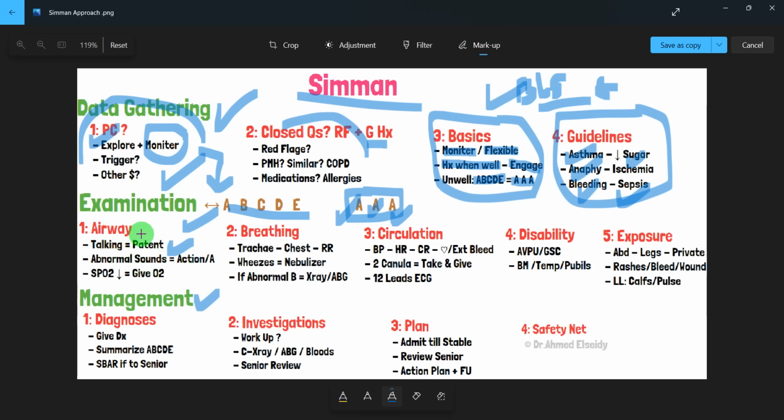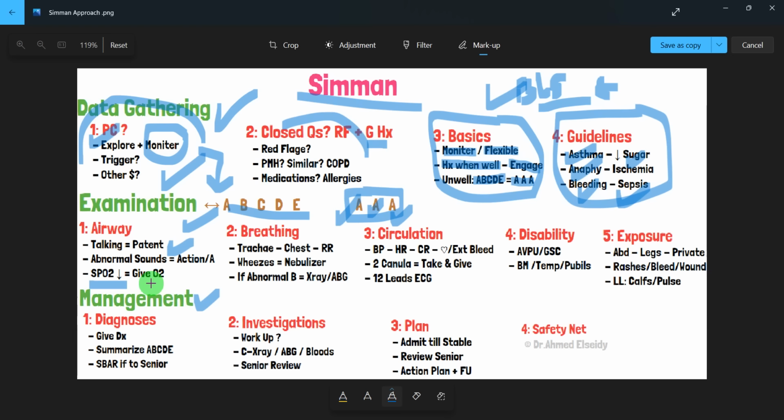And when you are assessing the airway, you are looking at the monitor. If you find the oxygen saturation is low, less than 94 for example, you will give oxygen. I can see, Mr. Jack, that the oxygen in your blood is dropping, so I will be giving you oxygen to ease your breathing. And then you can tell the examiner or the nurse, I would like to give my patient 15 liters of oxygen per minute via a non-rebreathing mask.